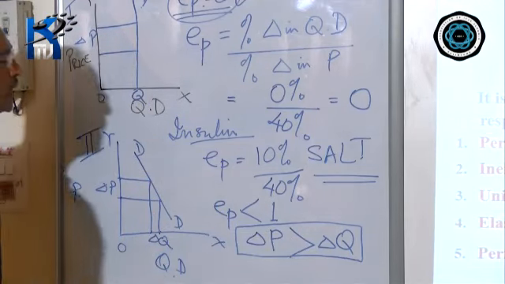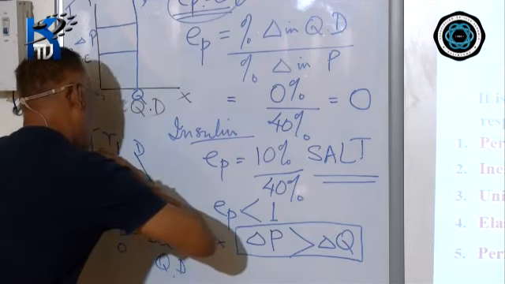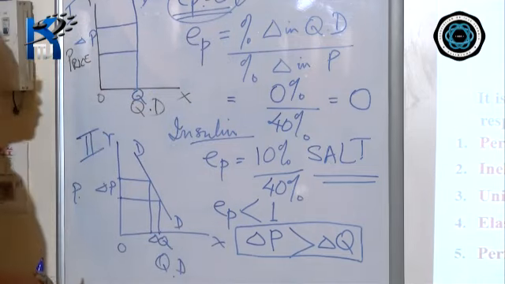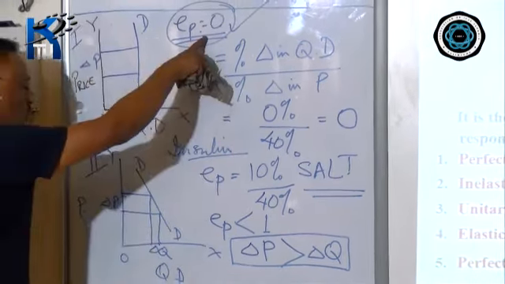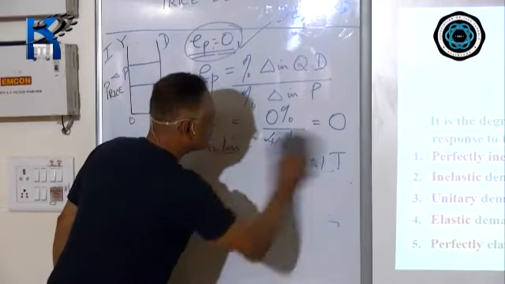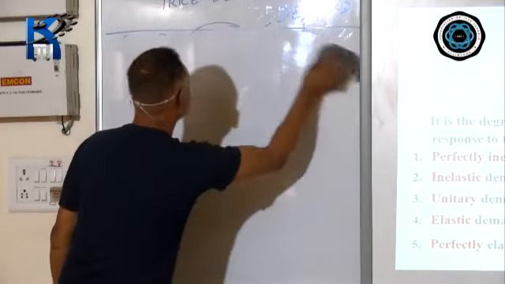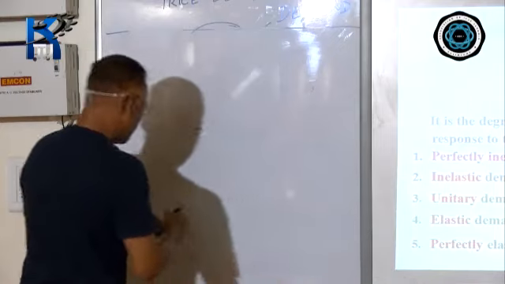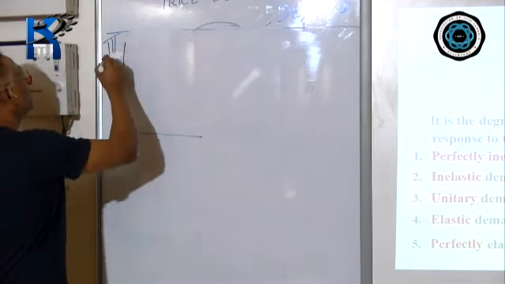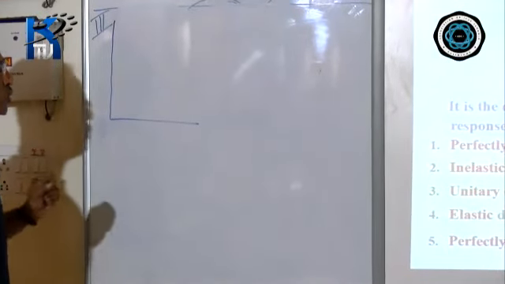Now the third one is unitary. Now we will make the demand curve fall more. EP is 0, EP less than 1. Now we are going to have EP equal to 1. 0, less than 1, 1. So let's have a look. So we are coming to the third one. Unitary demand curve. Unitary means equal to 1.